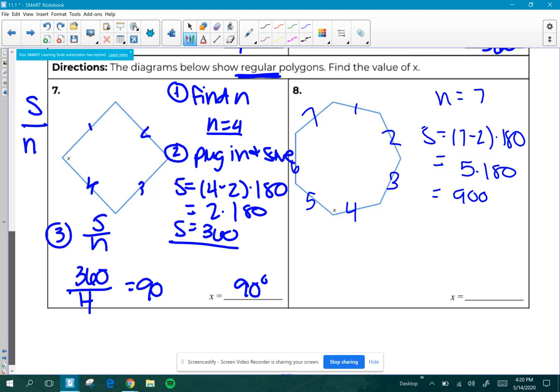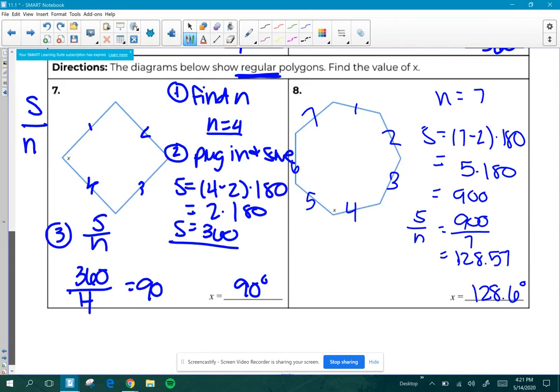Then I need to do s over n. So that would be 900 over 7. Well, when I evaluate 900 over 7, that gives me 128.57, and so on. IXL wants you to round to the nearest tenth. This is a 7, so it's going to round the 5 up. So I'm going to wind up with 128.6 degrees.